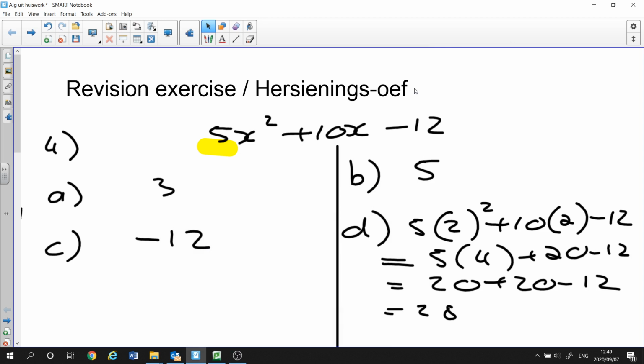Right, so the constant in this term is negative 12. There's no variable at negative 12, so that's why it's the constant. In number D, they ask 5x squared plus 10x minus 12. So if x is 2, what is the value of this expression?